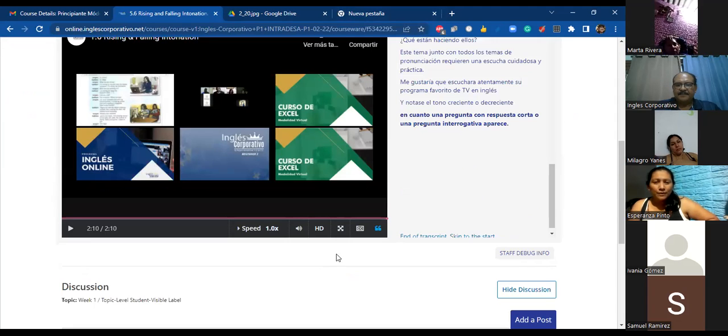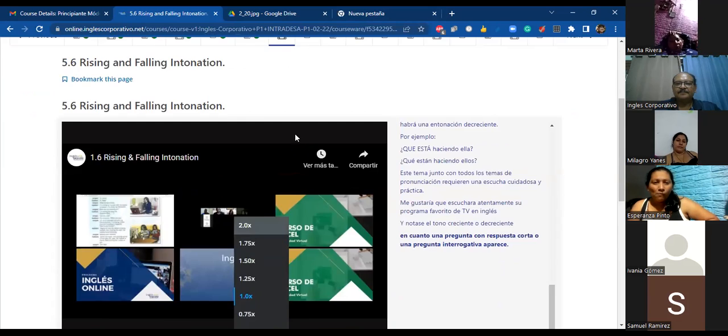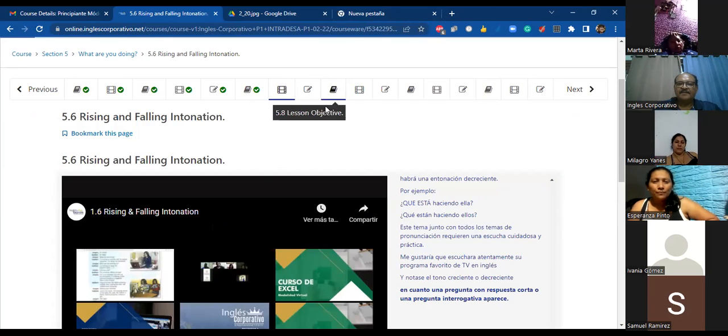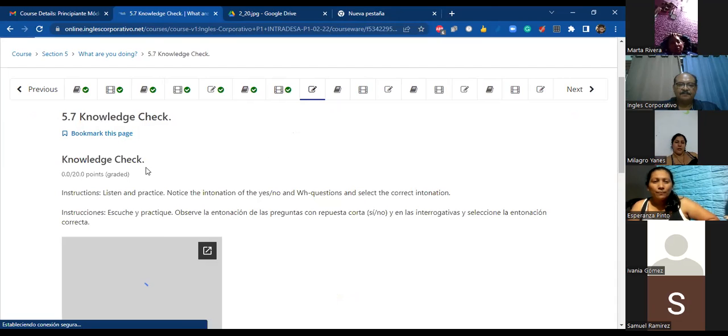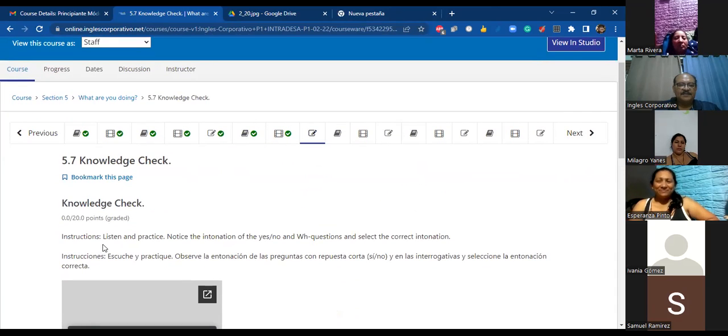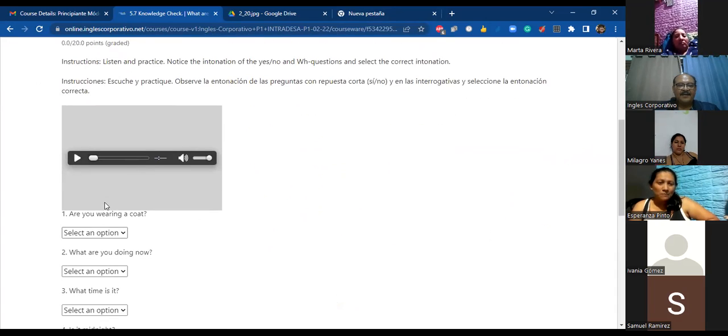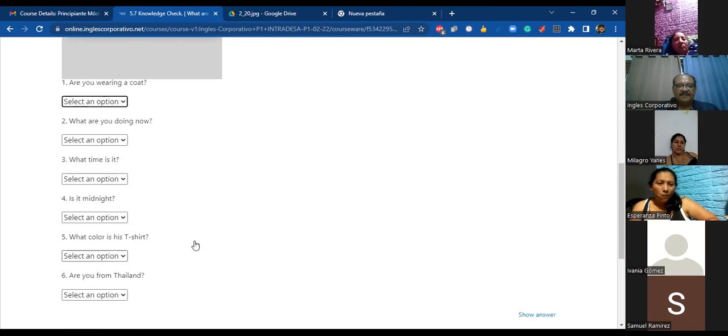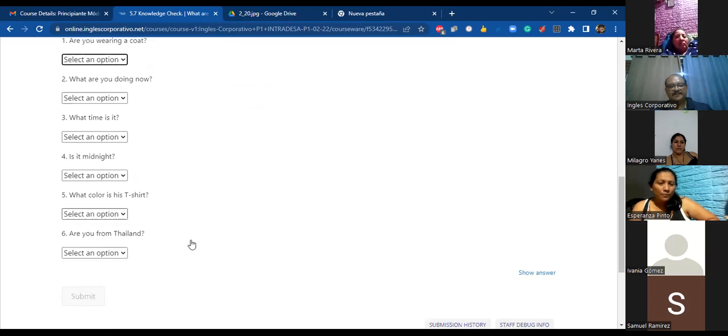Okay, good. Then let's see the next one. This is rising and falling intonation. We have this one that says instructions, listen and practice. Notice the intonation of the yes, no, and WH questions and select the correct intonation. Okay, here you have to see if the selection is falling or rising. Falling or rising, in case it goes up or if it goes down.